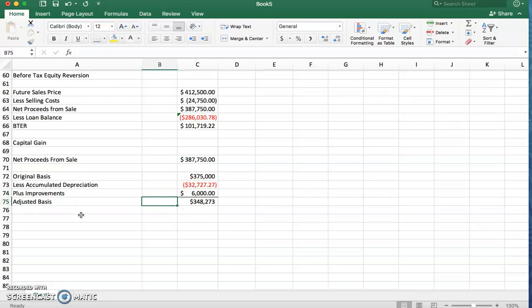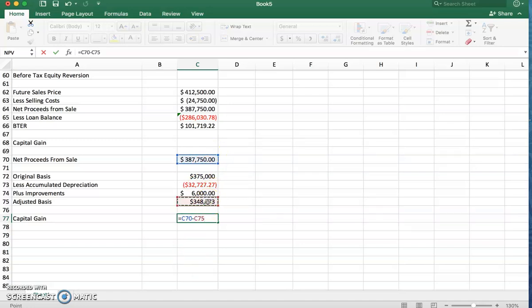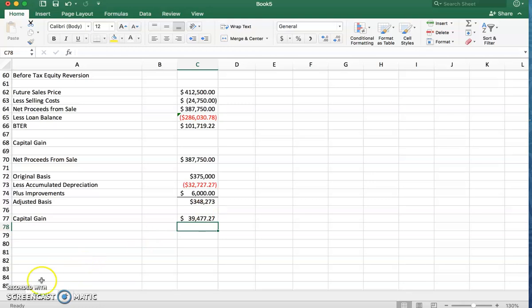Alright, so now we can actually calculate the capital gain. So the actual capital gain is just going to be our net proceeds from the sale right here minus this adjusted basis right here. Alright, that's how much we'd be selling it for. That's net proceeds for the sale. Alright, so the capital gain would be about $40,000. That's how much we're going to end up being taxed on. That'll be the next section, is capital gain tax calculation.